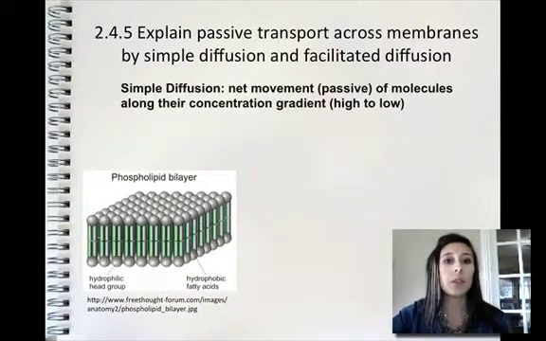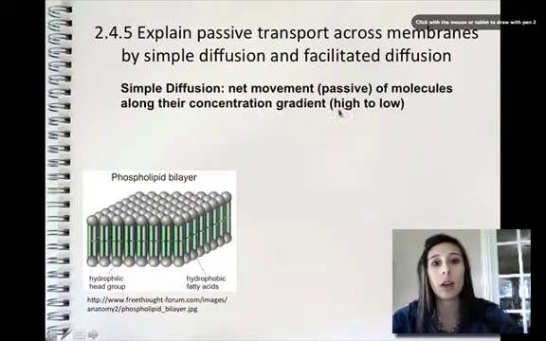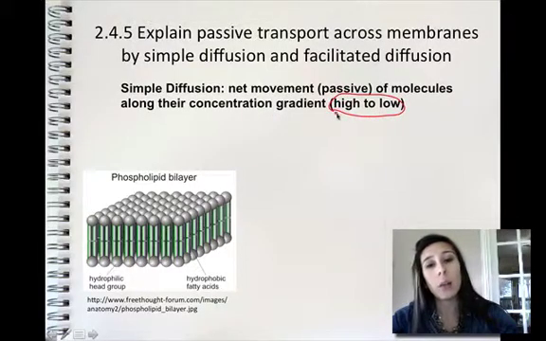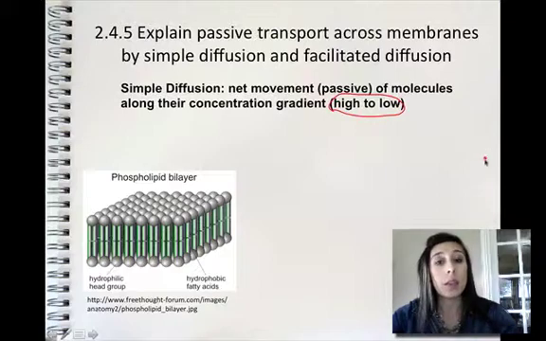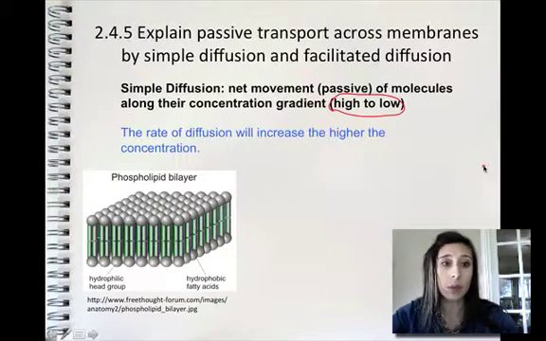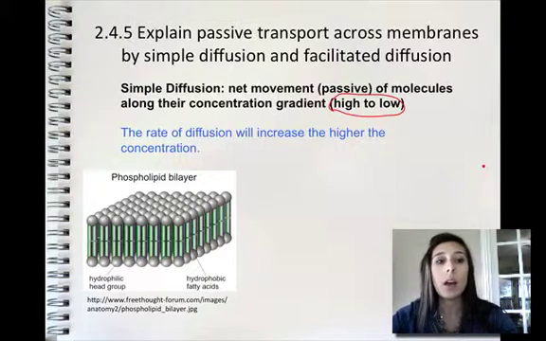Simple diffusion is the net movement, which is passive, of molecules along their concentration gradient. When we say along the concentration gradient, I am saying it's moving from a high to a low. Moving from a high concentration to a low concentration is easy, and it doesn't require any energy. The rate of diffusion is going to be higher if the concentration is higher.